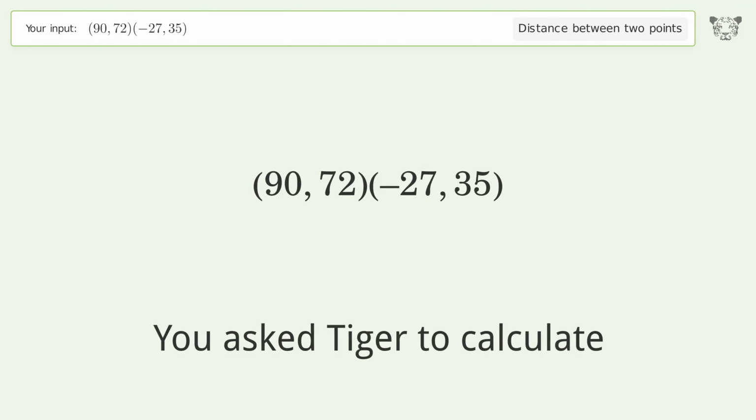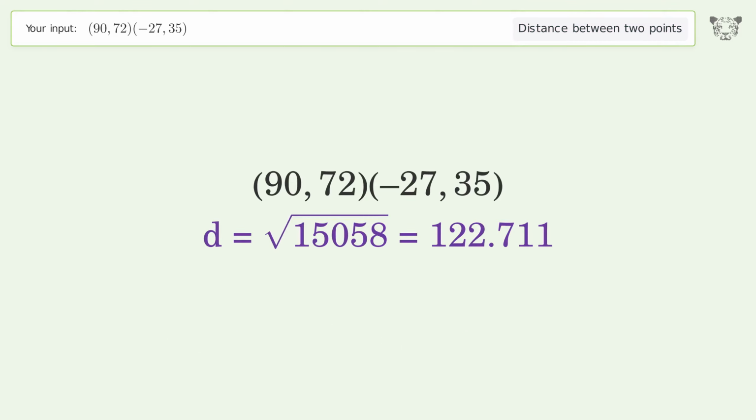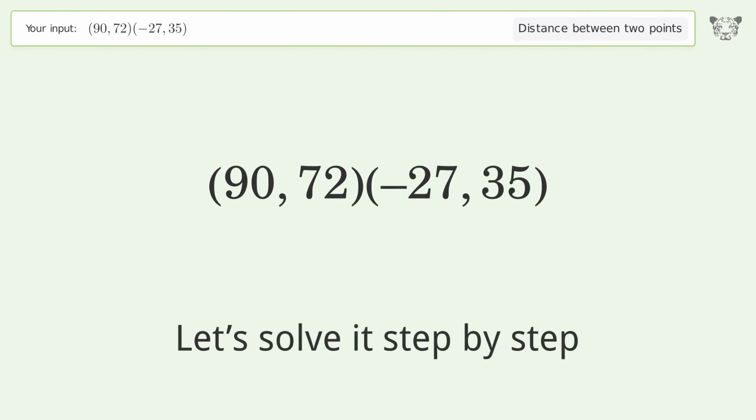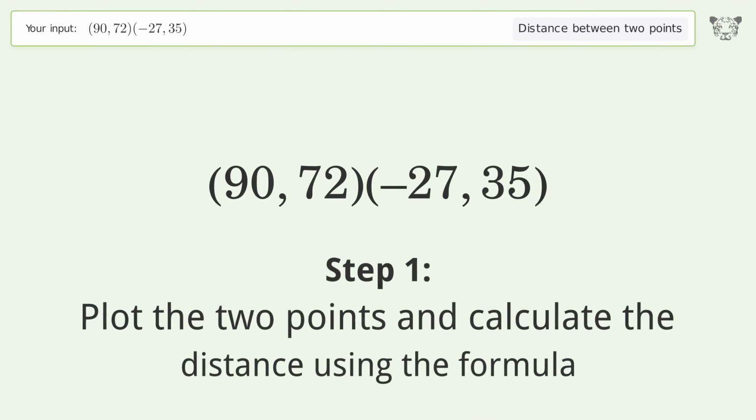You ask Tiger to calculate. This deals with the distance between 2 points. The distance between the 2 points is the square root of 15,058, or 122.711. Let's solve it step by step. Plot the 2 points and calculate the distance using the formula.